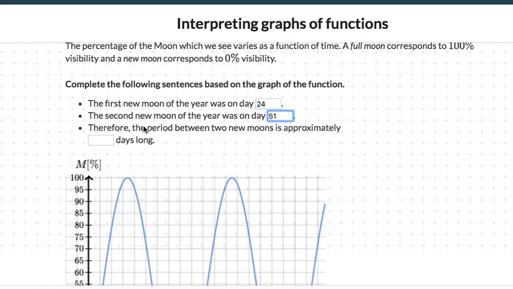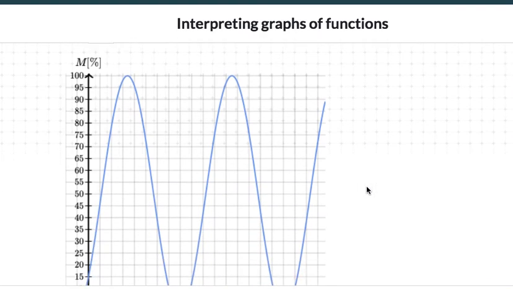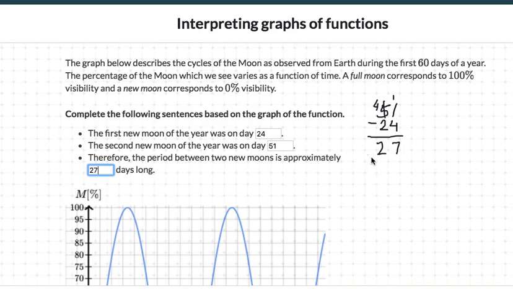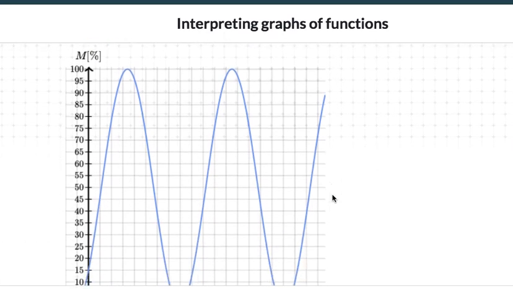And finally, therefore, the period between two new moons is approximately how many days long? Well, that's an easy one. All we've got to do is take that 51, subtract 24, and we're going to find the period of time. Okay, so this, of course, is 27 days, and that would make a lot of sense. Of course, the word month coming from the word moon. That is, the cycles of the moon are roughly a month long.